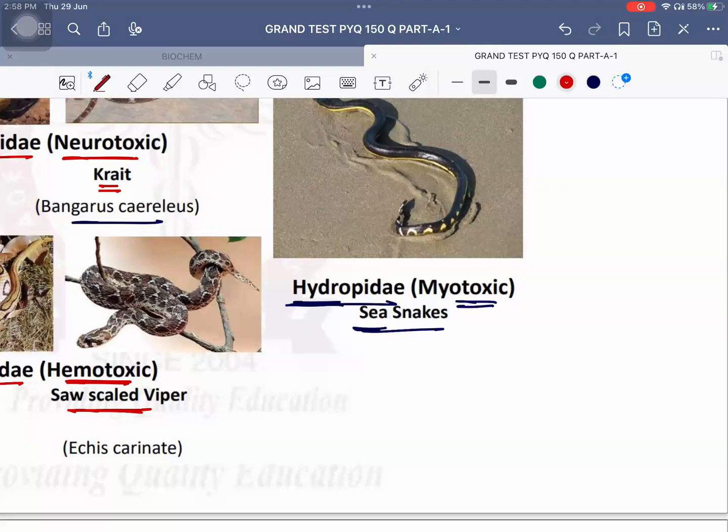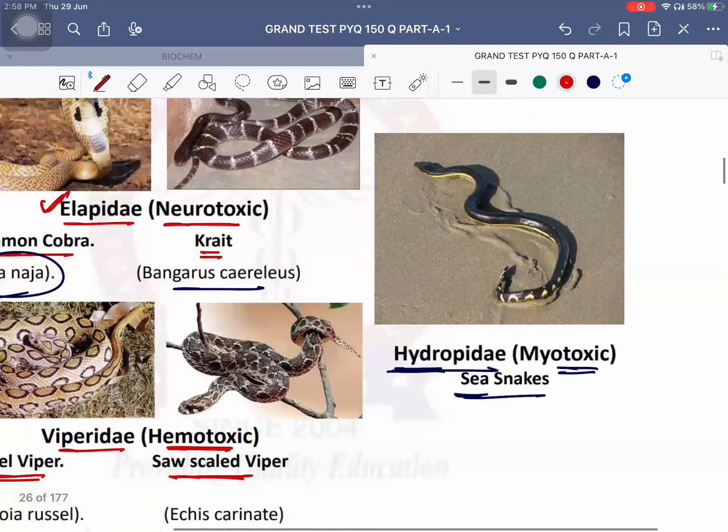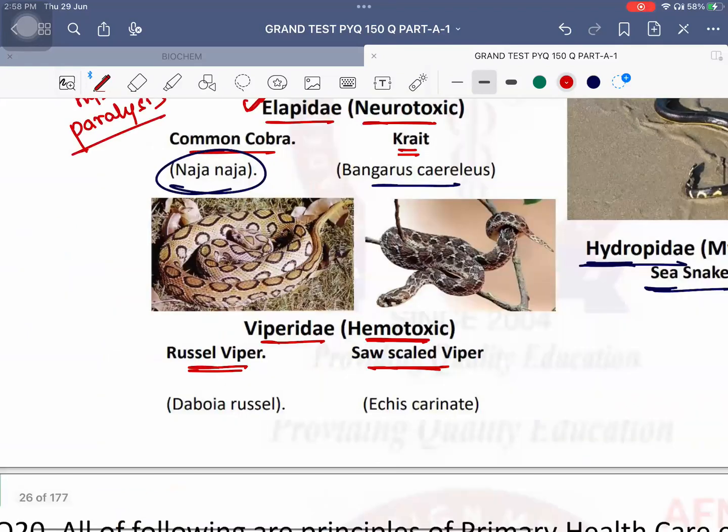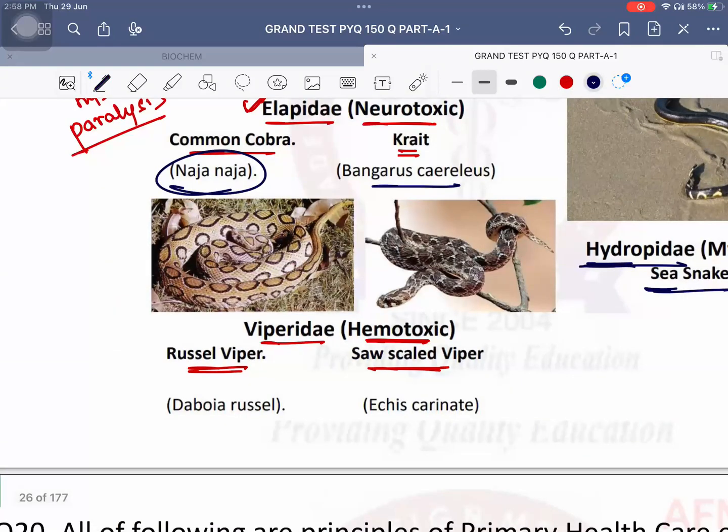So usually the cause of death in the Elapidae or the neurotoxic family is neurotoxic. Now that means it will cause muscle paralysis. Muscle paralysis will happen everywhere in the patient. Mainly the patient will die due to respiratory muscle paralysis. Patient dies due to respiratory muscle paralysis. Whereas in the Viperidae family, what happens?